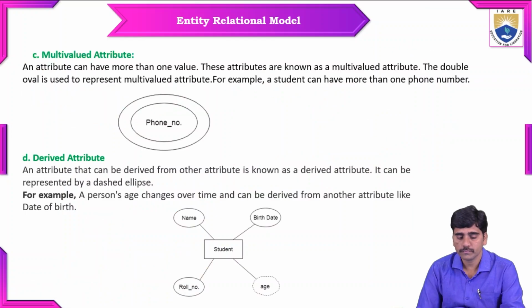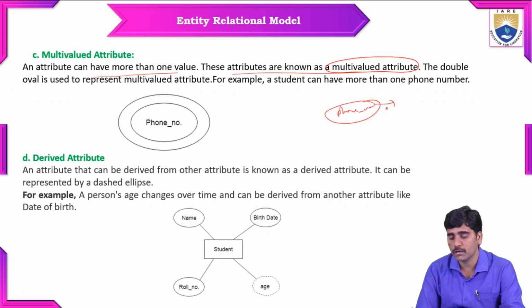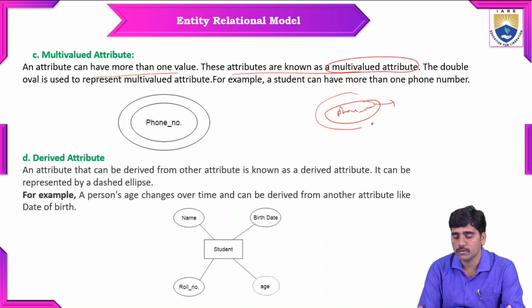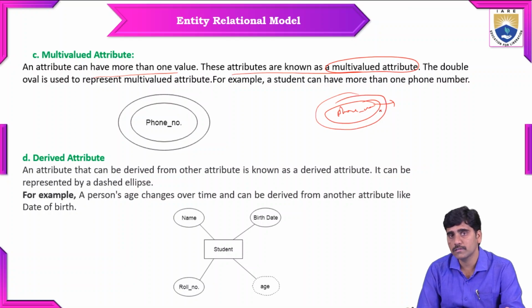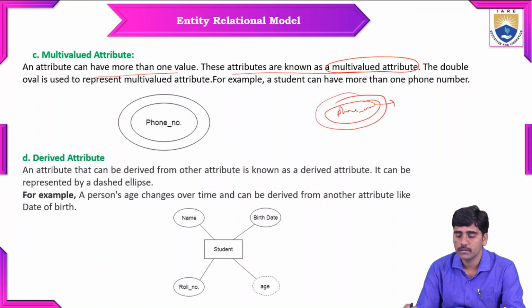Multi-valued attribute. An attribute can have more than one value, and these attributes are known as what? Multi-valued attributes. So here phone number is an attribute, but it can have more than one value for the user. So it is represented as a multi-valued attribute. The double oval is used to represent a multi-valued attribute. For example, a student can have more than one phone number.